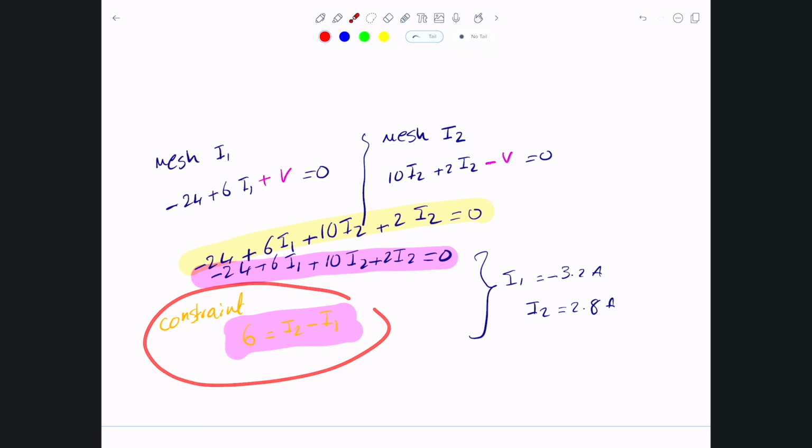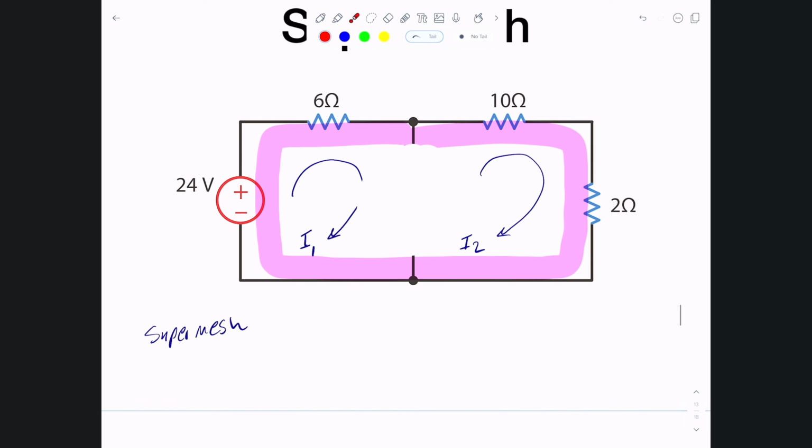And after you write the super mesh equation, you will need to use the constraint. The constraint is always there because it's a current source that is constraining the mesh currents to be somehow. So this is how you generate the second equation. You generate as many equations as you need, you solve them, and you figure out the mesh currents. And of course, if you know all the mesh currents that you need, you can go back and tell me what the 6 is, what the 10 is. Frankly speaking, you'll be able to figure out anything you want, even voltages.